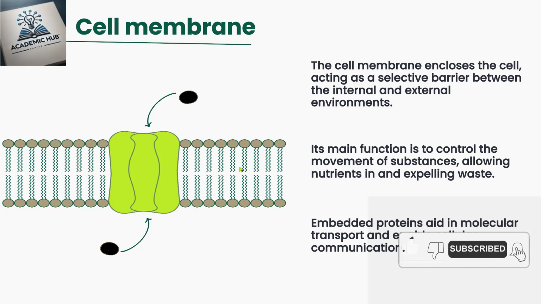Small non-polar molecules like oxygen and carbon dioxide can typically diffuse freely through the lipid bilayer. In contrast, polar molecules and ions cannot easily cross the barrier without assistance. This is where specialized transport proteins come into play. For instance, glucose, a vital energy source, requires the help of a specific carrier protein to pass into the cell.